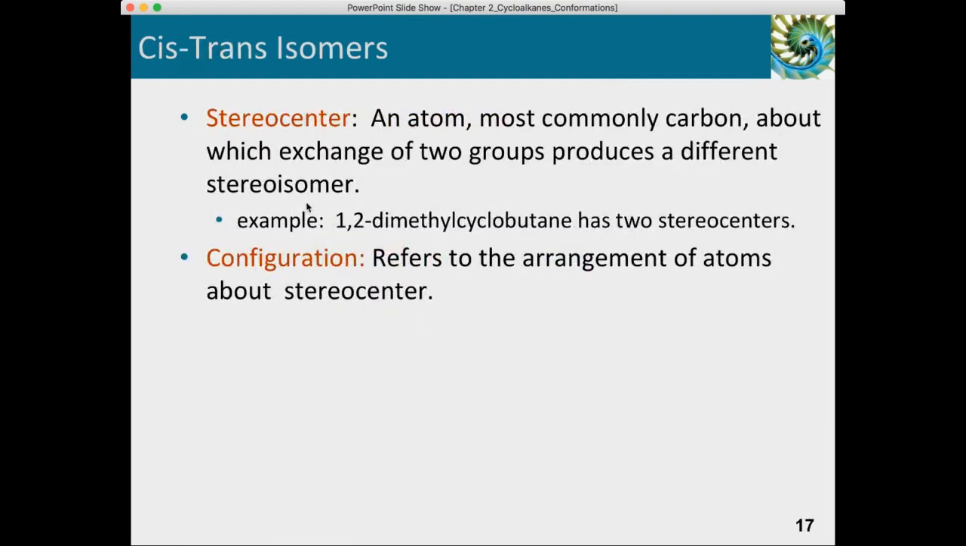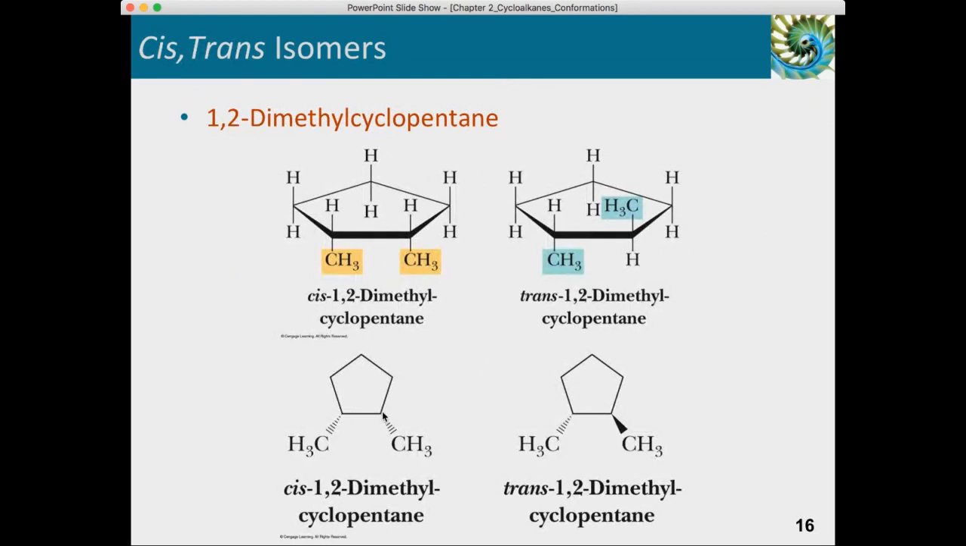Also, I wanted to define here what a stereocenter is. A stereocenter is an atom, mostly in this class we will see carbon atoms, about which if you exchange groups, you will produce a different stereoisomer. So if you look at this carbon over here, if you exchange the orientation of two groups, in this case methyl and hydrogen, so we put the methyl up and the hydrogen down, then you will produce a different stereoisomer, in this case a trans. So this is a stereocenter. Same thing happens here. If you exchange the position of the methyl and the hydrogen, you will get a different stereoisomer. So these two are stereocenters, and these two are also stereocenters.